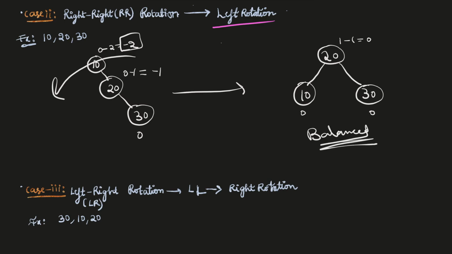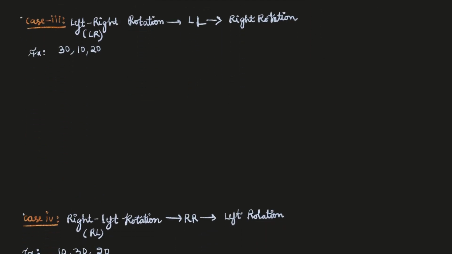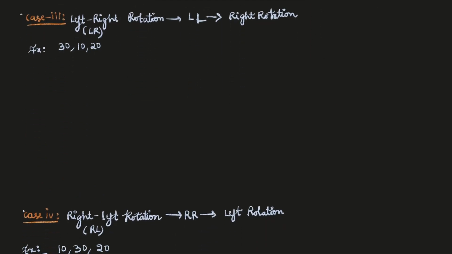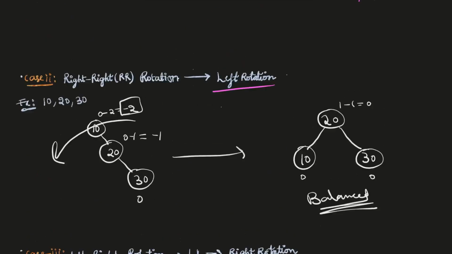Now coming to the third case, it is left right rotation. See, in all the cases we have seen the single terms like LL or RR. But here we are having two different terms. To solve these different terms, first we need to make it into a single term. Here's a simple logic that you need to remember: the first term here is L, so try to make it as LL. When you know LL, you know how to solve the LL. We have seen it in the first case.